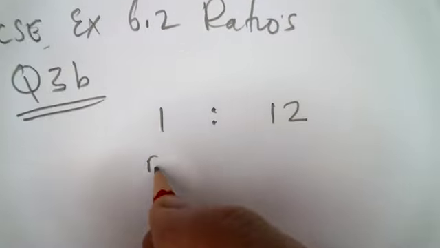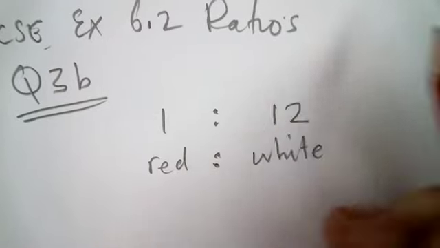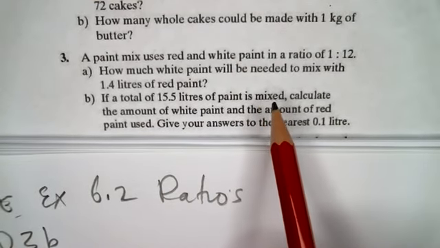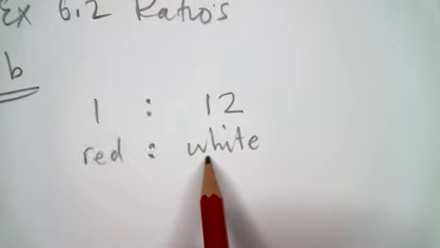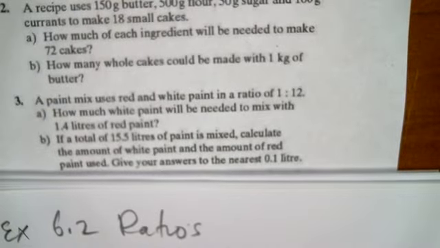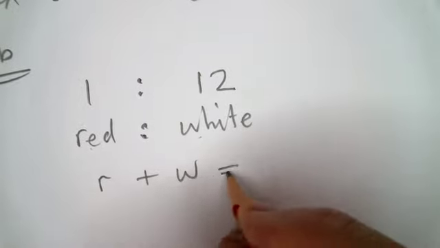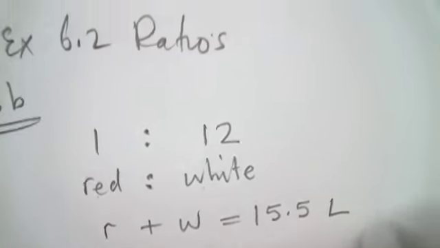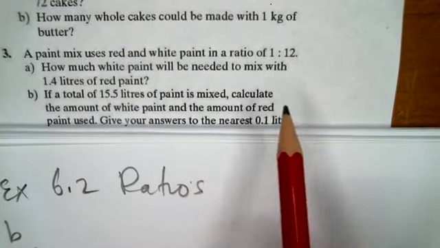So this is red here to white here. And it says if a total of 15.5 litres of paint is mixed, so in other words, the total of red plus the total of white is equal to 15.5. So I'm just going to write down red plus white is equal to 15.5 litres. There we are. And then it says calculate the amount of white paint and the amount of red paint used.